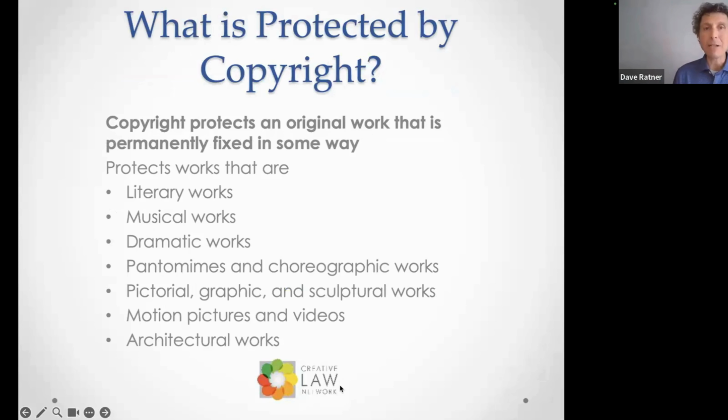As I mentioned a moment ago, copyright protects all sorts of creative works, and this list on the screen right now is from the copyright statute, the federal law that sets up copyright. It covers literary works, musical works, dramatic works, pantomimes and choreographic works, pictorial, graphic, and sculptural works, motion pictures and videos, as well as architectural works. It shows the broad spectrum of what we consider creative, what is susceptible to copyright protection, and what it means to have a copyright. If you think about it as people who work in copyright, this helps us see copyright is everywhere, right?